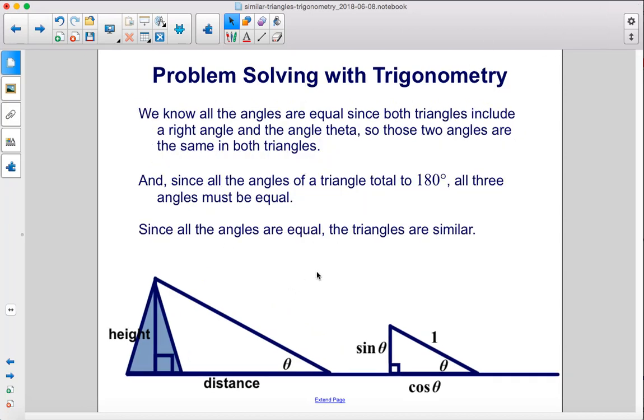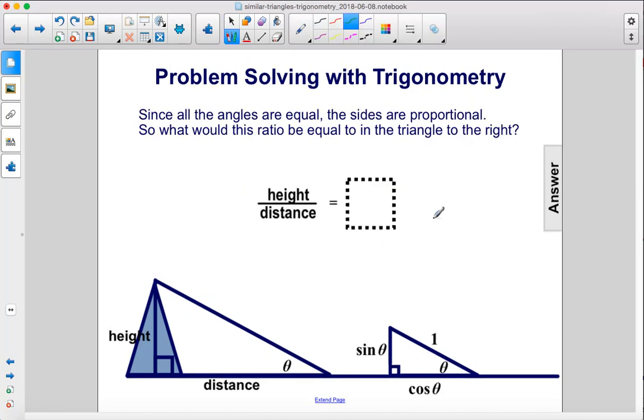We know all the angles are equal since both triangles include a right angle and the angle theta, so those two angles are the same in both triangles. And since all the angles of a triangle total to 180 degrees, all three angles must be equal. Since all the angles are equal, the triangles are similar. Since all the angles are equal, the sides are proportional.